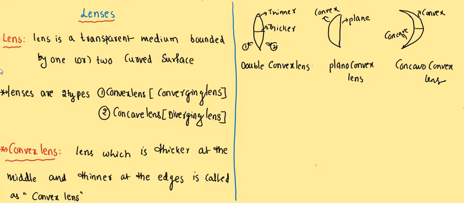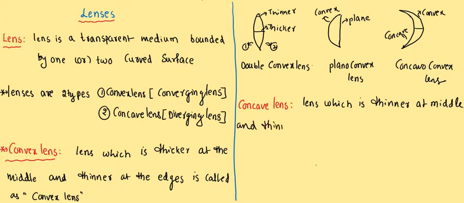And the second one I am going to explain is the concave lens. What is a concave lens? A concave lens is the lens which is thinner at the middle and thicker at the edges. Now, how will a concave lens be? I will draw the diagrams of some concave lenses.